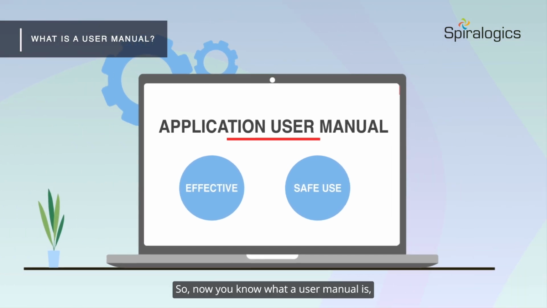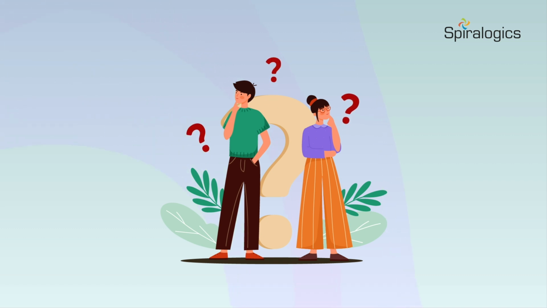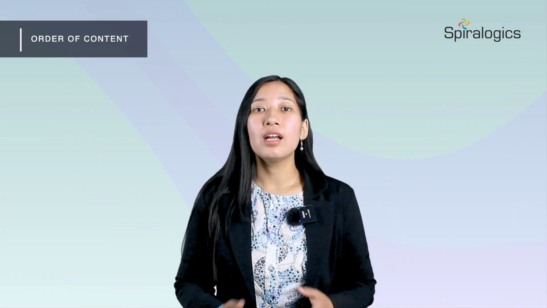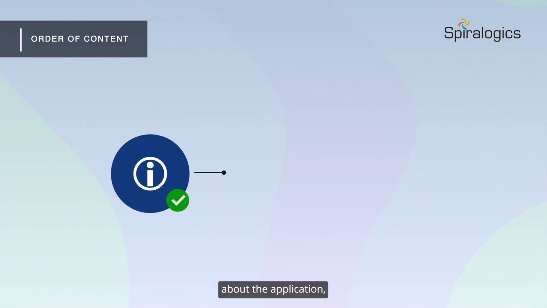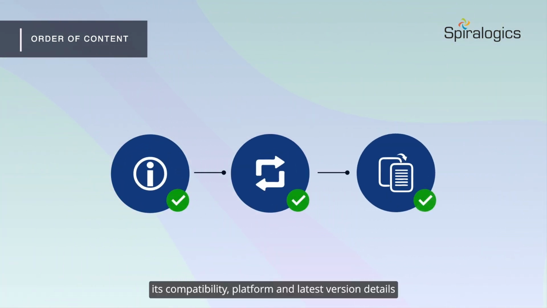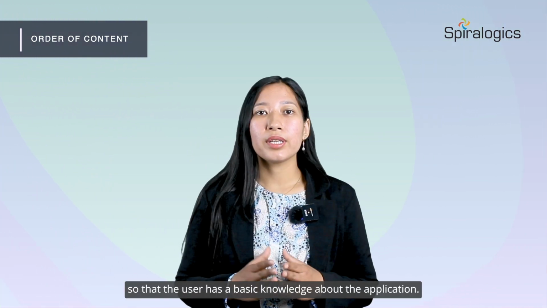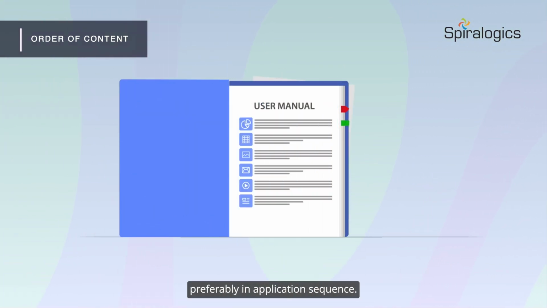So now you know what a user manual is, you might wonder what goes into this document. Firstly, the user manual does not state only the application feature, but it begins with background information about the application, its compatibility, platform, and latest version details so that the user has a basic knowledge about the application. After a basic background of application, the document should start with the application features, preferably in the application sequence.